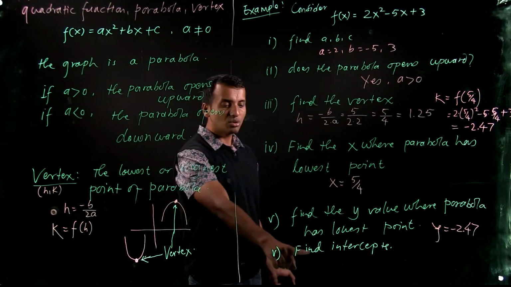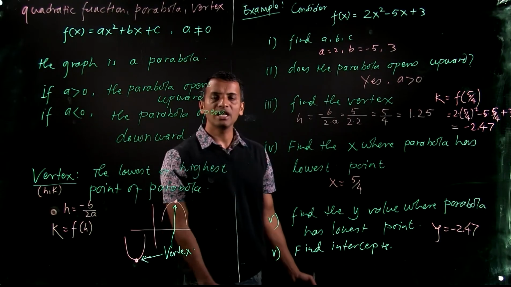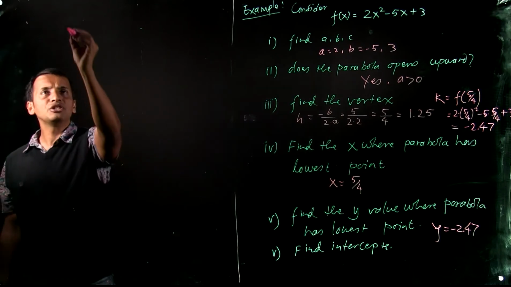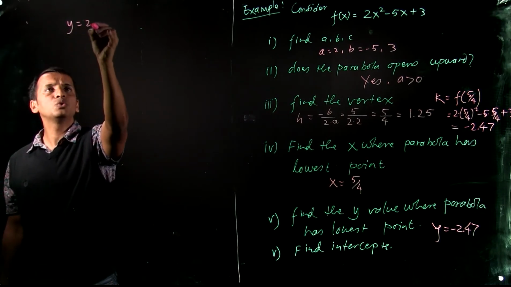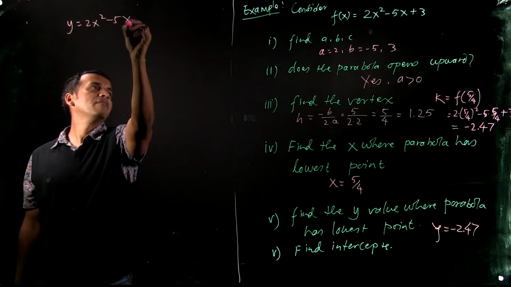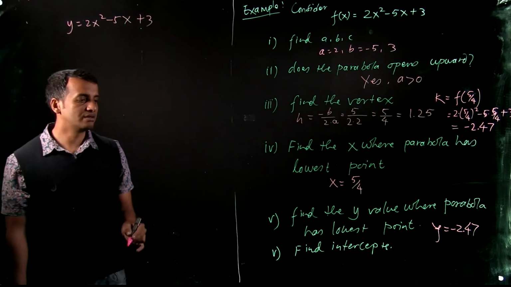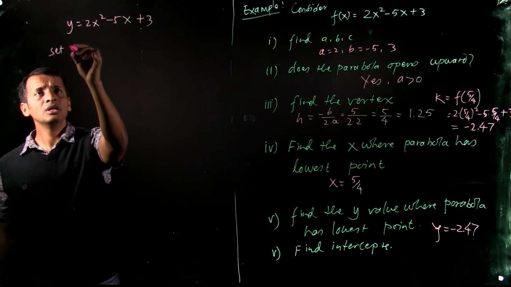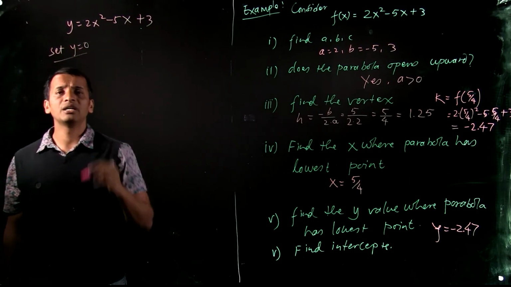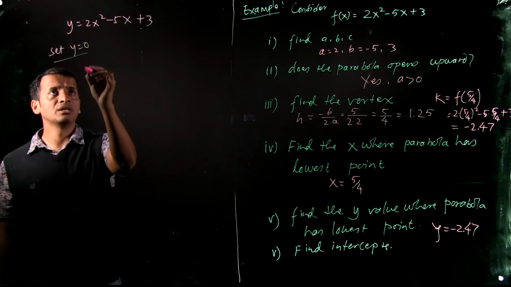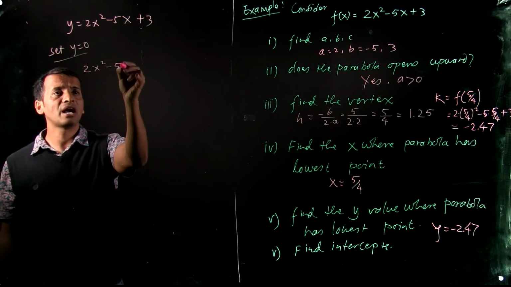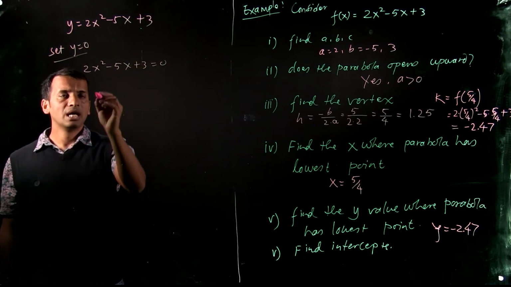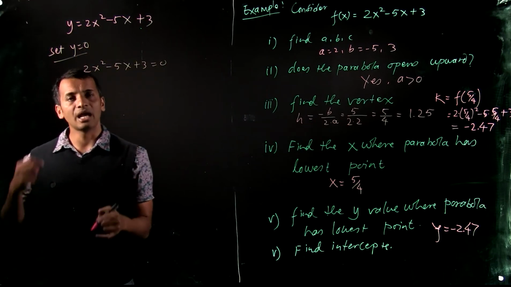Okay, and the last question is find the intercepts. How do you find the intercepts of a parabola? We have y equals 2x squared minus 5x plus 3. Set y equals 0, and you will find the x-intercepts first. So it will be 2x squared minus 5x plus 3 equals 0.